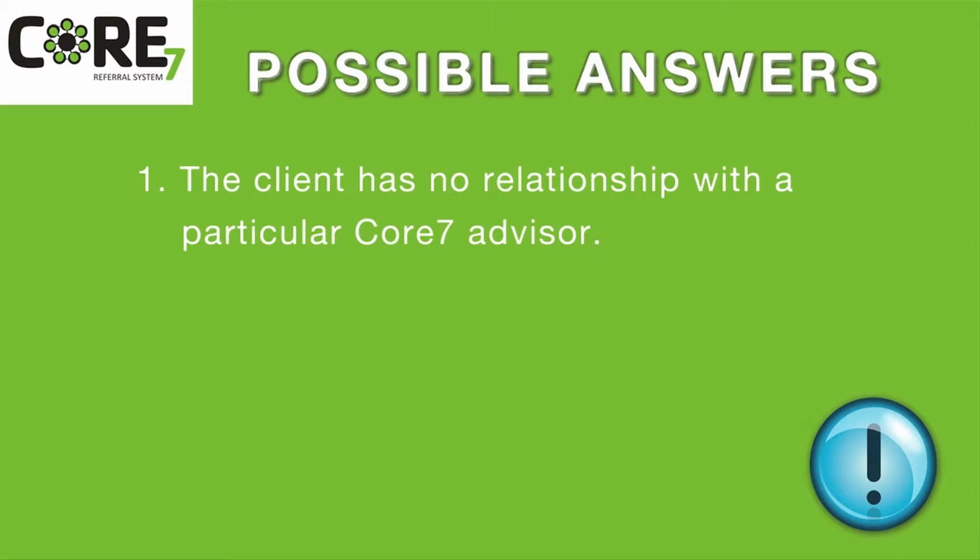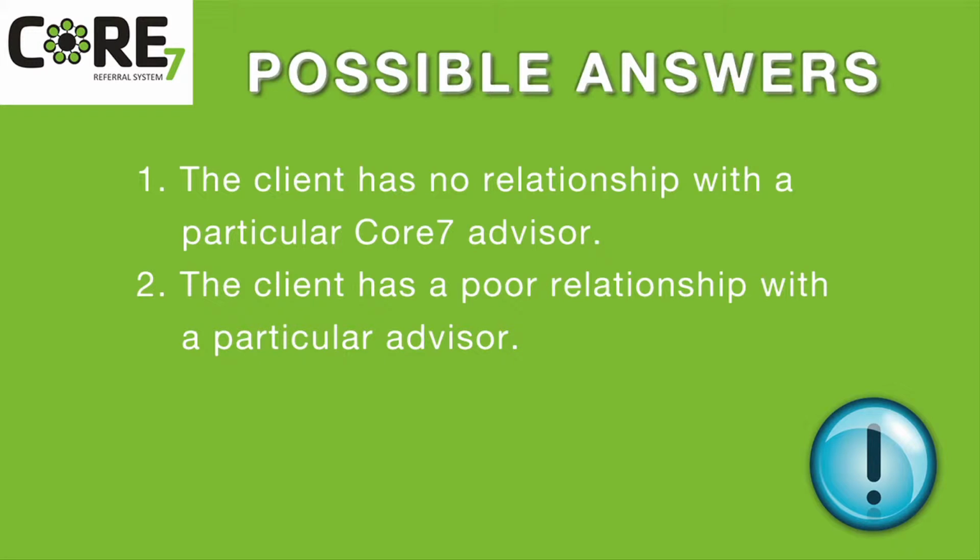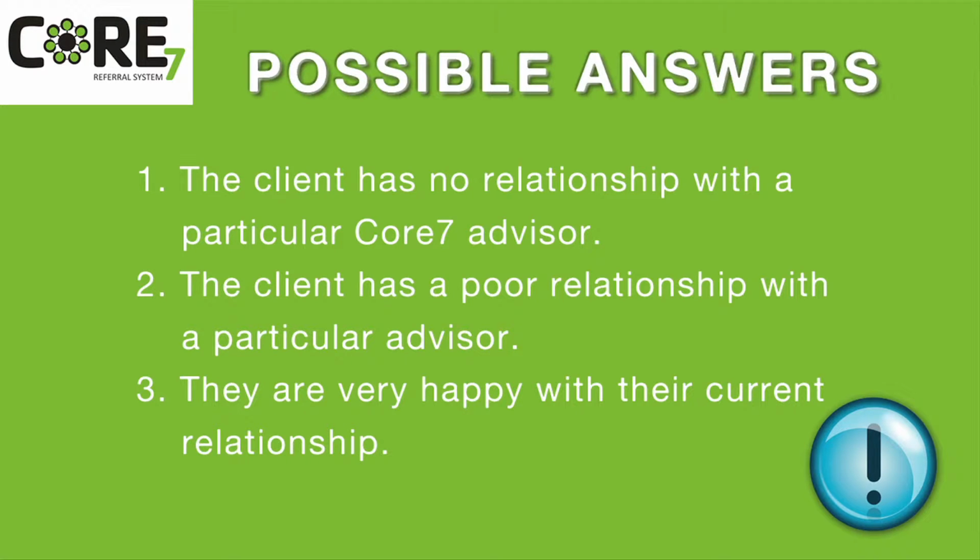Depending on the situation, there are only 3 answers that your client can have to these questions, and there are multiple business building opportunities in each situation. Number 1, the client has no relationship with a particular Core 7 advisor. Possible answer number 2, the client has a poor relationship with a particular Core 7 advisor. And number 3, they are happy with their current relationship.